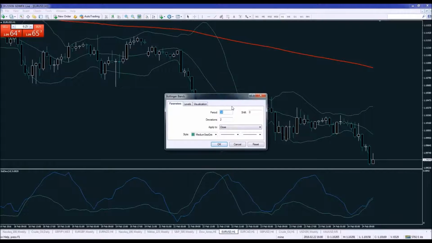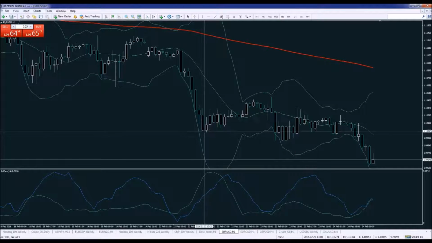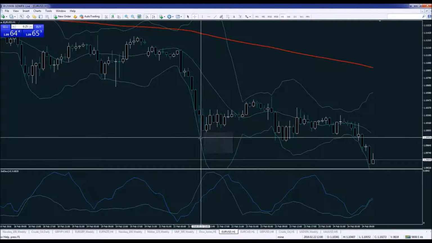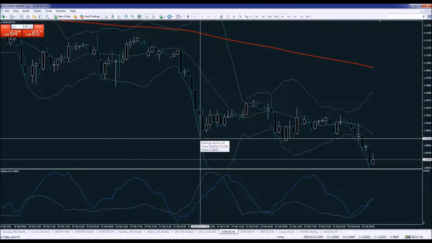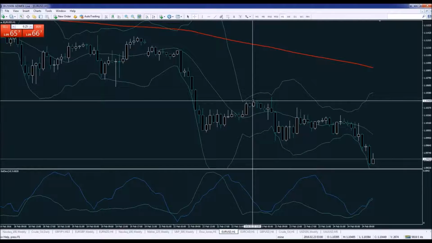Let me get back to standard deviation of 3 so we can take a look at exactly what I mean. In some cases like this one, the price is not going to touch the lower bound of the Bollingers, and in this condition it's going to retrace more.